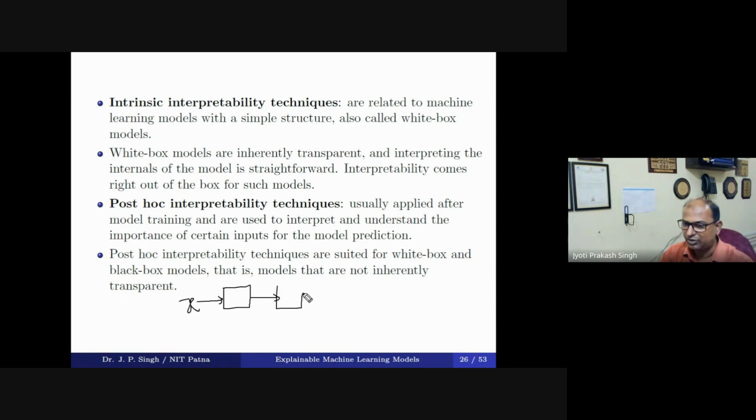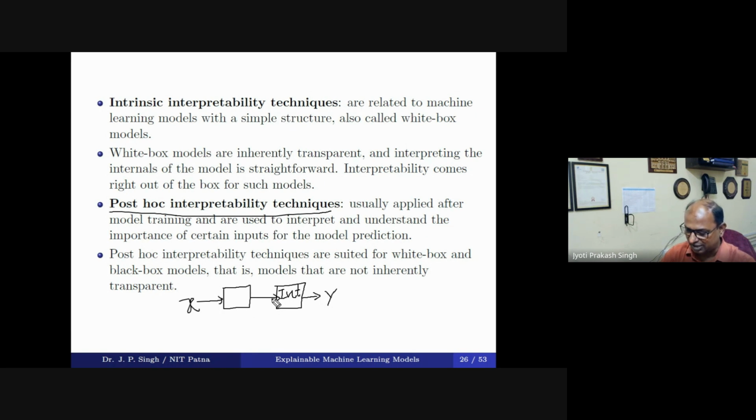So now you think of, instead of giving this result here, if I add one layer, called, say, the interpretability layer, and then I give the output, then whenever I get this y, I can go through this interpretability layer and see why this y has come. So this is what the post hoc interpretability technique says. It is usually applied after model training to interpret and understand the importance of certain inputs for model prediction.